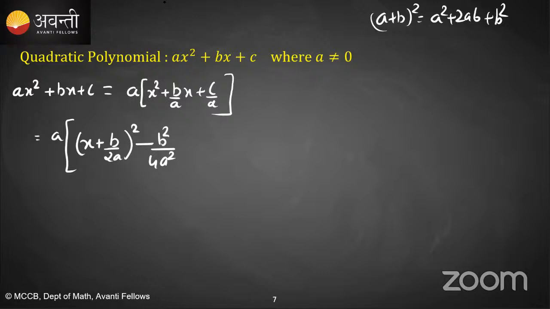Everyone, tell me in the chat box. Is this clear so far? How I make the perfect square? Okay. Then plus c by a is already there. Yes or no?